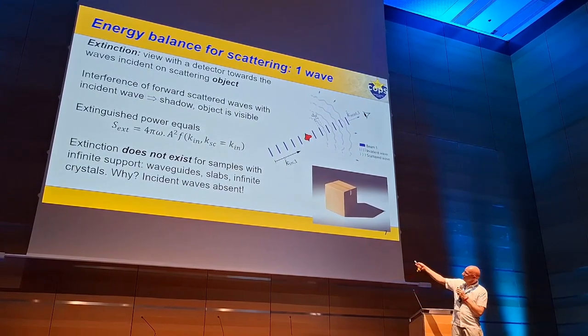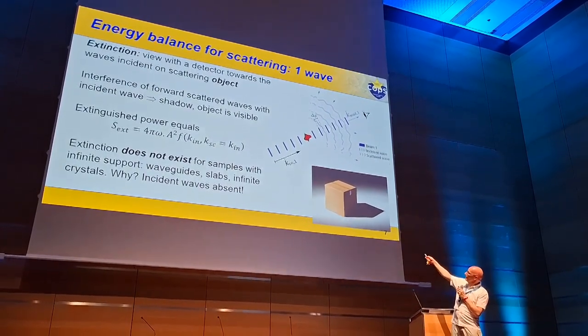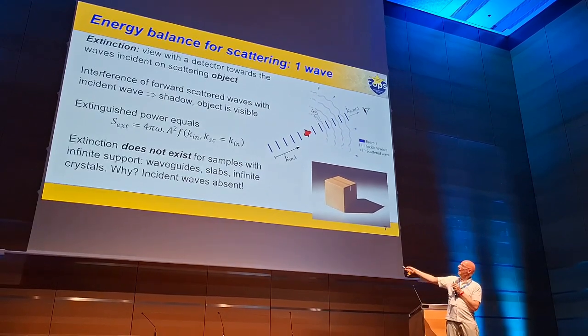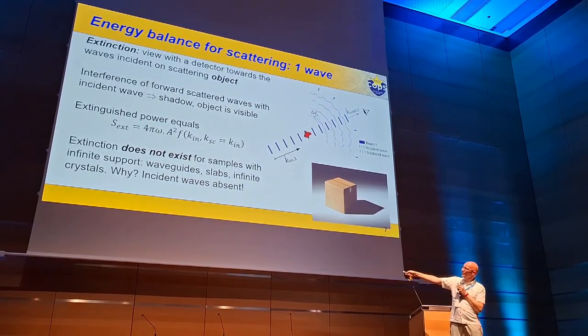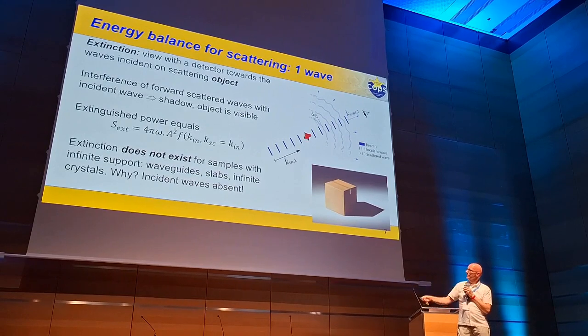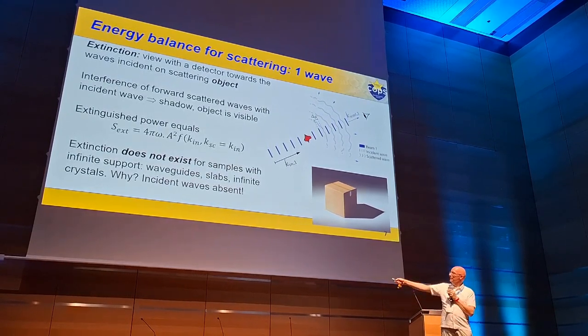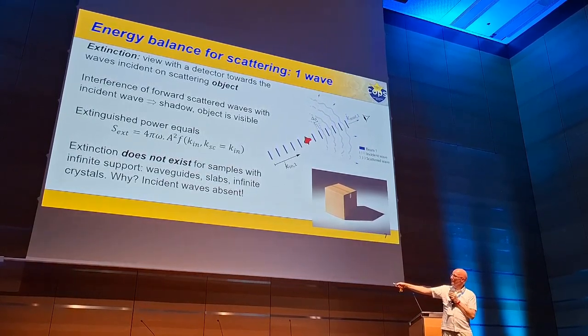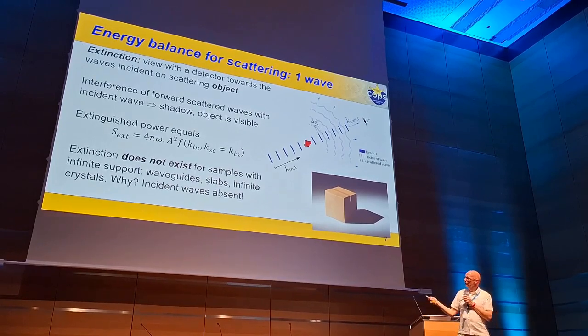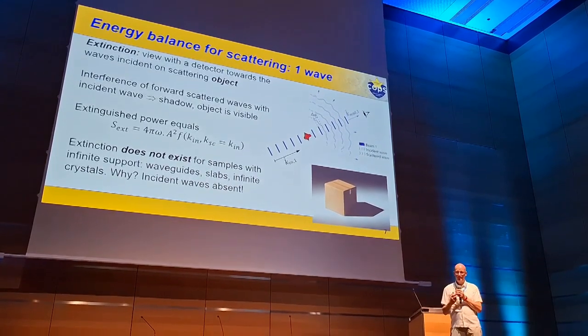Okay, joking aside, so this interference in the forward direction is extinction. And extinction, and there's a formula which we'll skip, does not exist, again, for samples with infinite support. So slabs, waveguides, infinite crystal. And that's of course because the incident waves are absent.